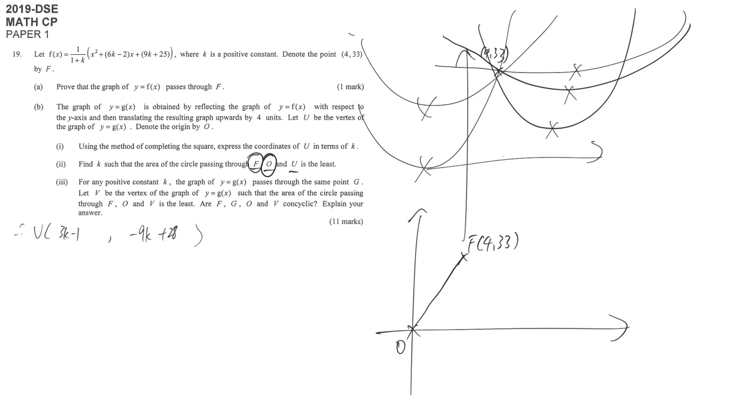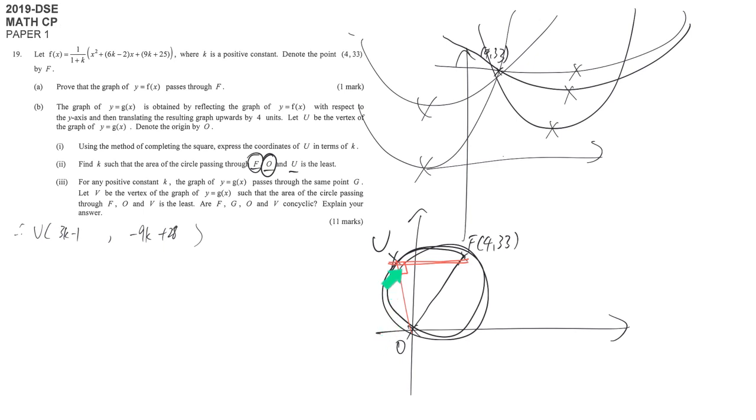If we ignore U and then we just try to draw a circle which passes through O and F with the least area, that means OF is our diameter, and then we just choose a suitable value of k such that U lies on this circle. This is our target. The implication is, if these two fixed points form a diameter and U is a point on the circumference, then this should be a right angle, because of the angle in a semicircle.